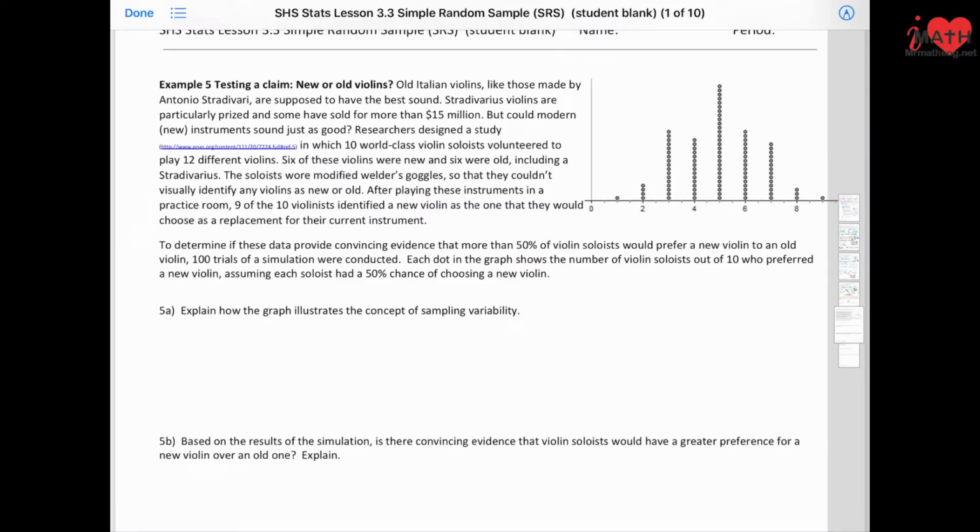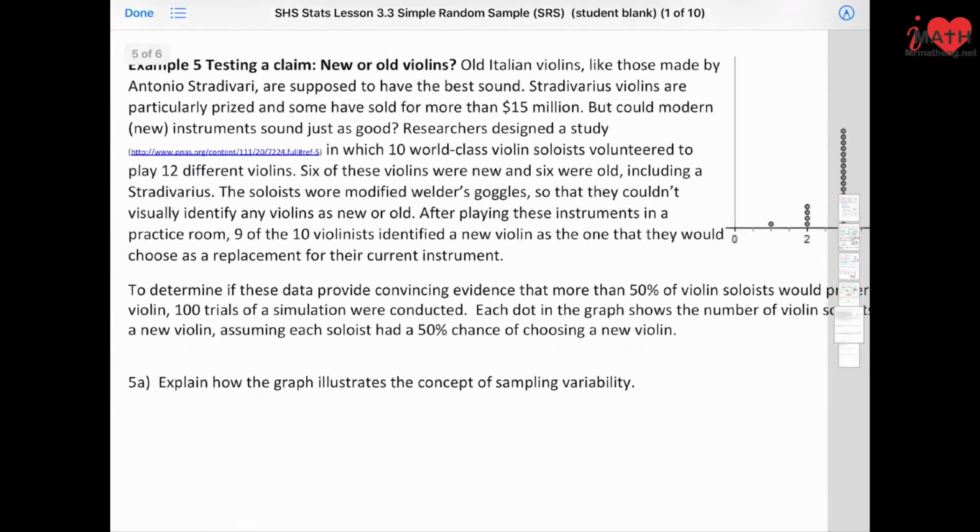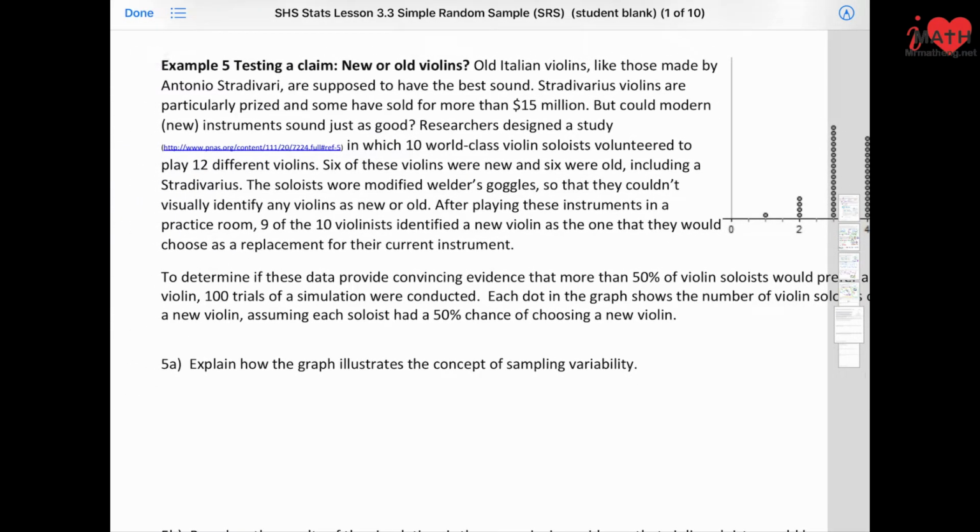All right, let's go to page 4 and look at example number 5 here. Testing claims: new or old violins. Old Italian violins, like those made by Antonio Stradivari, are supposed to have the best sound. Stradivari violins, or Strats, are particularly prized and somehow sold for more than $15 million. But could modern or new instruments sound just as good?